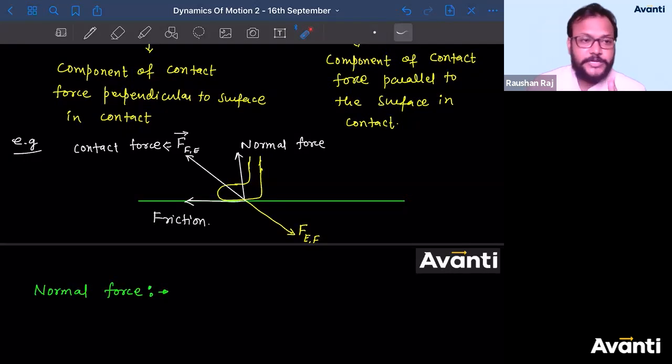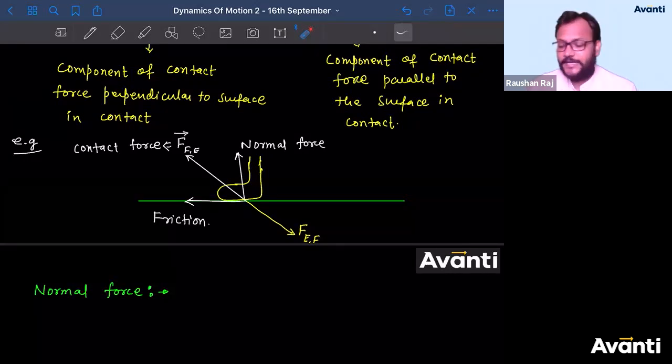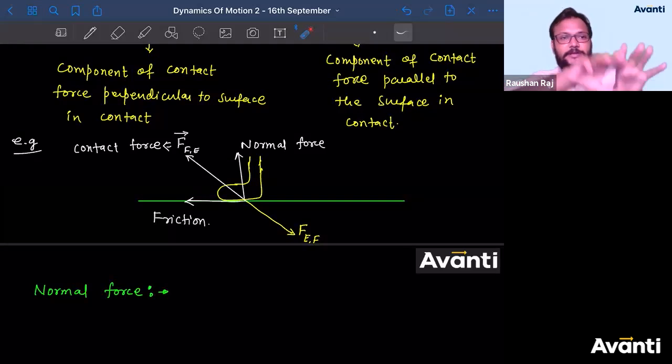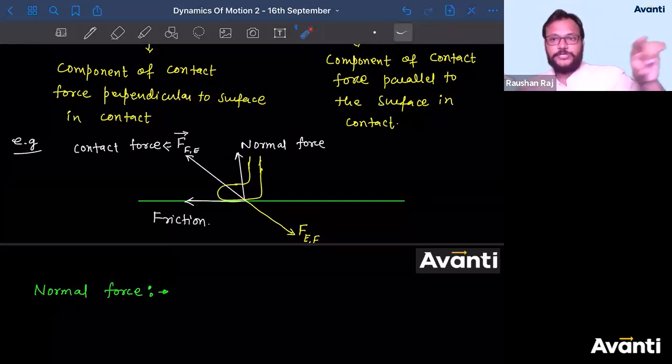Guys, in Newton's laws of motion, don't hesitate to write a story. I'm telling you, in Newton's laws of motion, don't hesitate to write a story. Story का मतलब क्या? Sir, ये होगा तो ऐसा होगा. Like have a kind of mapping, have a kind of flow chart.